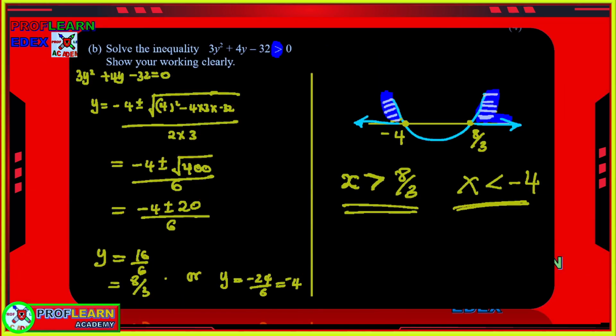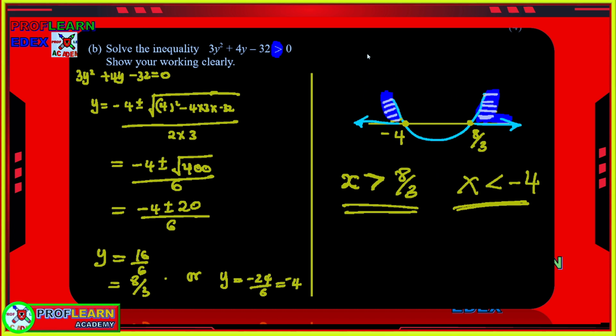Let's move to the next question, and this question is to do with quadratic inequalities. So the first thing that you need to do when you are given a quadratic inequality is to remove the inequality part and replace that with an equal sign. Then solve that the way you would solve a quadratic equation so that you can get the principal values. Our x is 8/3 or our x is -4.